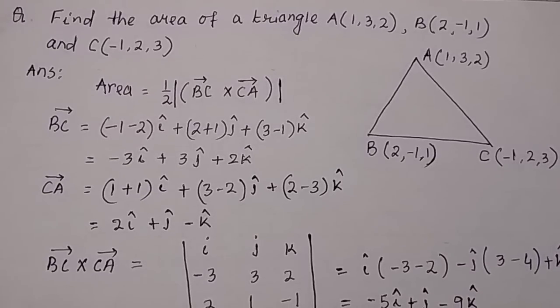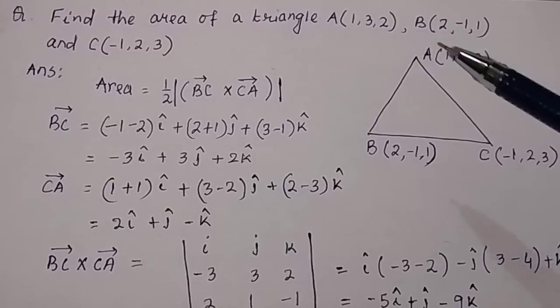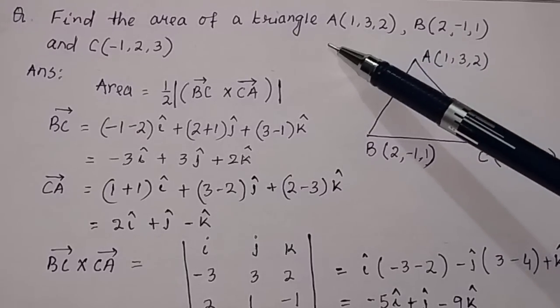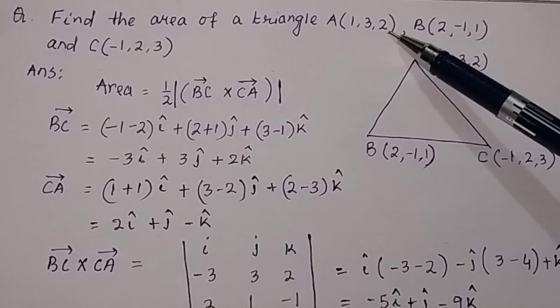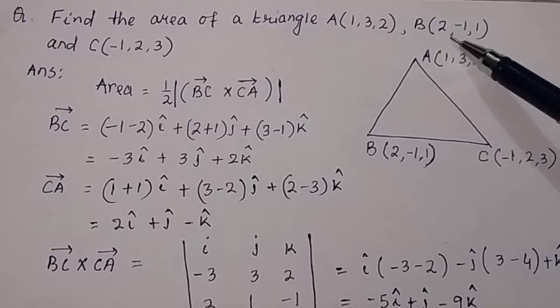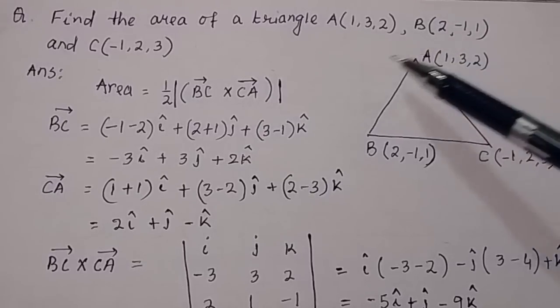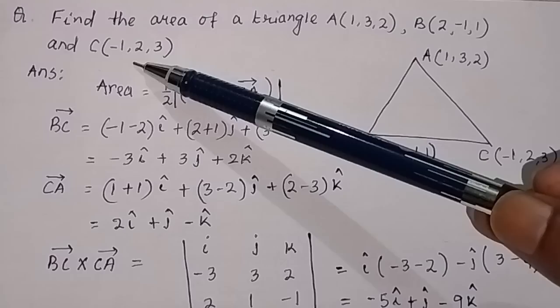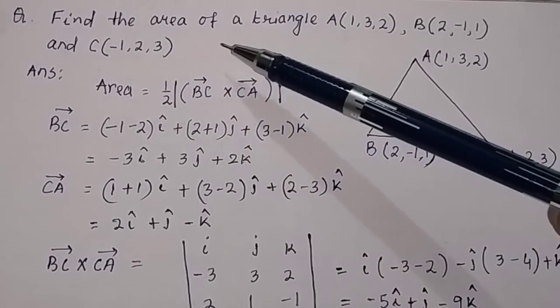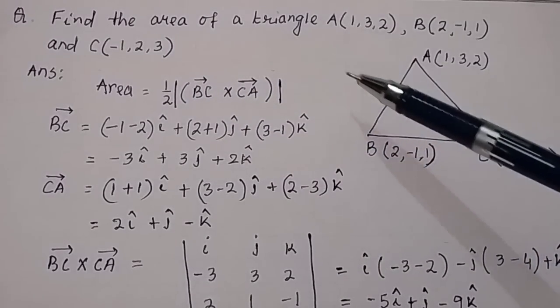Find the area of the triangle ABC. Here the coordinate of A is given, that is 1, 3, 2. Coordinate of B is 2, minus 1, 1, and coordinate of C is minus 1, 2, 3. And you have to find out the area of the triangle.